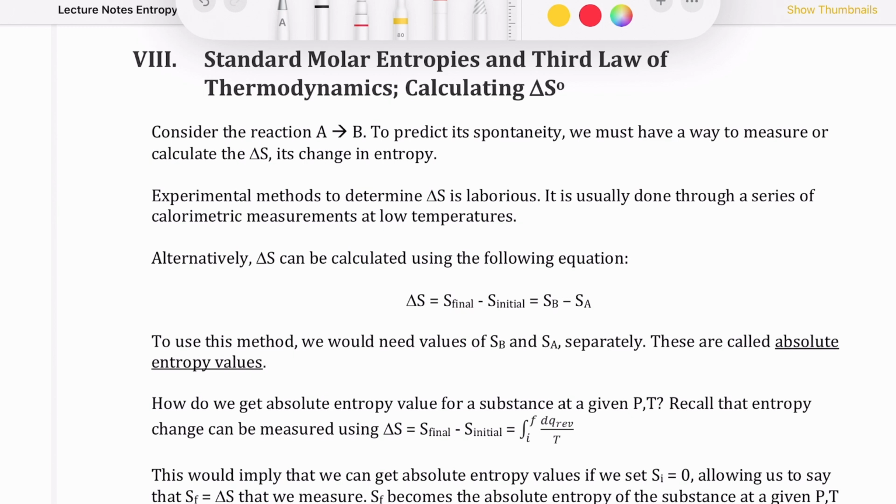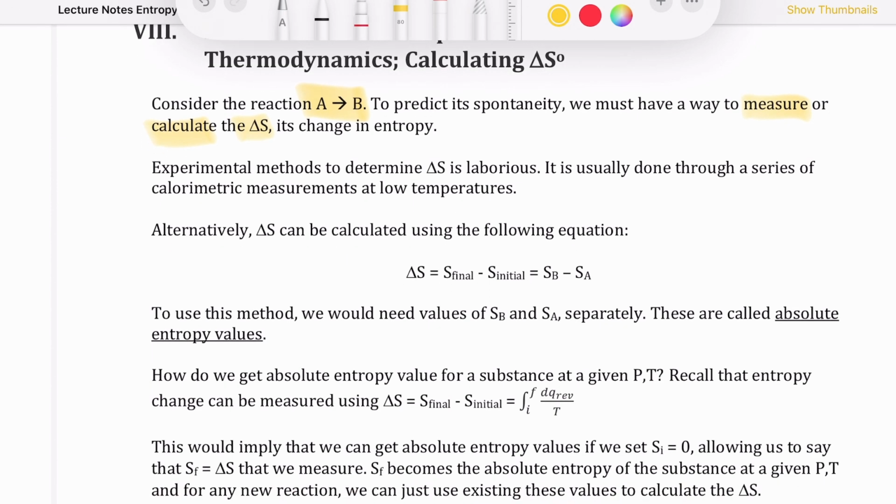So if we have a reaction, A goes to B, for example, and we want to know if that reaction is spontaneous or not, we have to have a way of either measuring or calculating the delta S of that reaction, which is its change in entropy. Now, to actually measure delta S is possible. It's just that it's a laborious process. Typically, you're going to do some type of calorimetry at very low temperature in order to get the value of entropy, and usually you have to do a series of these experiments.